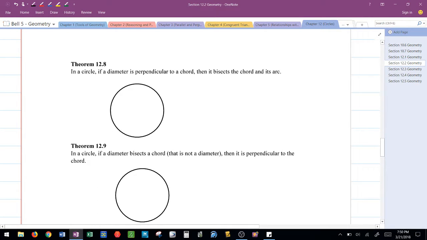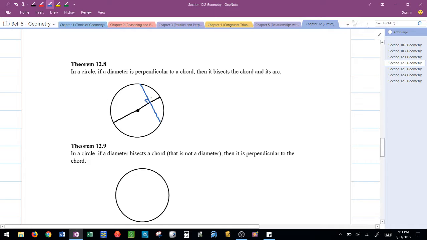Another theorem to throw in here. It says, in a circle, if a diameter is perpendicular to a chord, then it bisects the chord and its arc. All right, so let's take a look at this. Let's say right there's the center of the circle, and let's draw a diameter. All right, so we have a diameter that goes right through the circle. Now, we have this diameter that is going to be perpendicular to this chord. All right, so let's draw that perpendicularity right there.